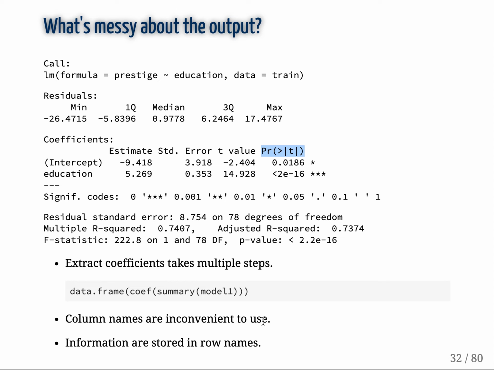And the last thing is that information is stored in row names. For example, intercept and education, rather than being arranged under separate columns, are taken to name the rows of this data frame, this part of the data frame. So the rows of the data frame here are named by intercept and education. But these are actually information that we want if we want to use the tidy tools on top of this.